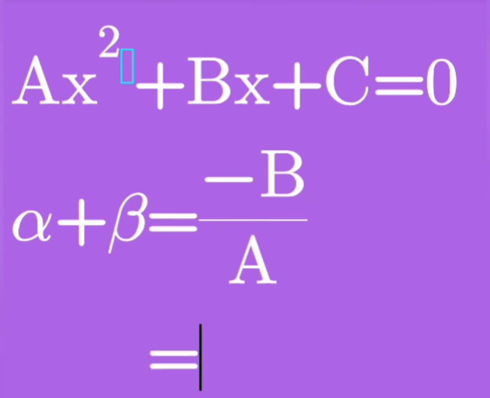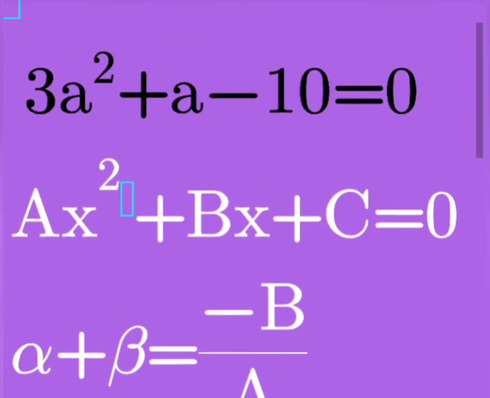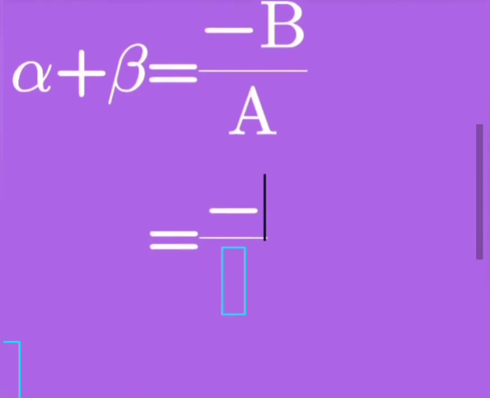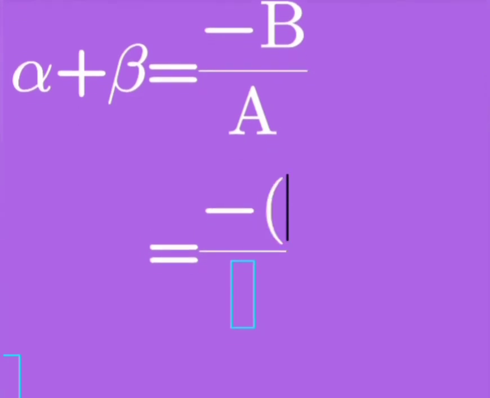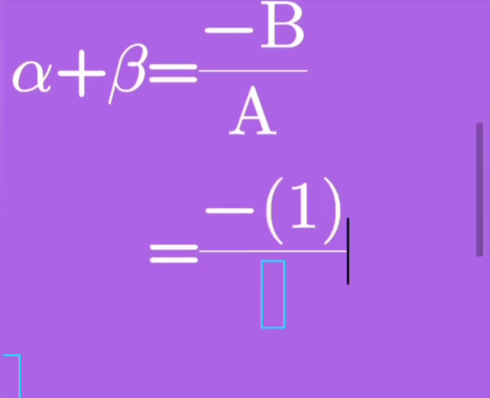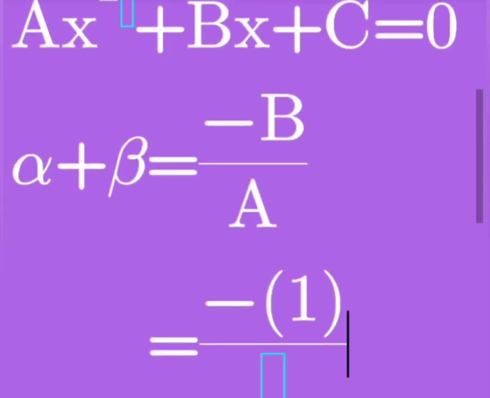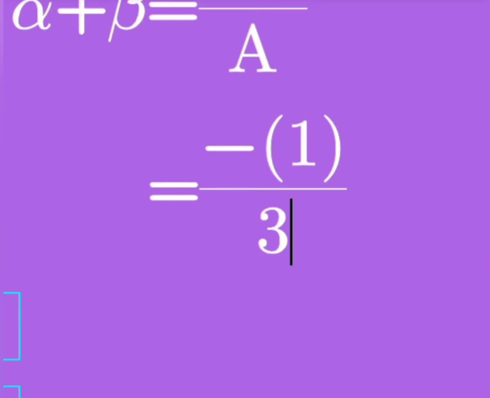Here the value of capital B is plus 1, that is the coefficient of a is 1. So we are putting the value of capital B as plus 1 and the value of capital A, that is the coefficient of a squared, is 3. So we are putting 3. Therefore we get minus 1 by 3.